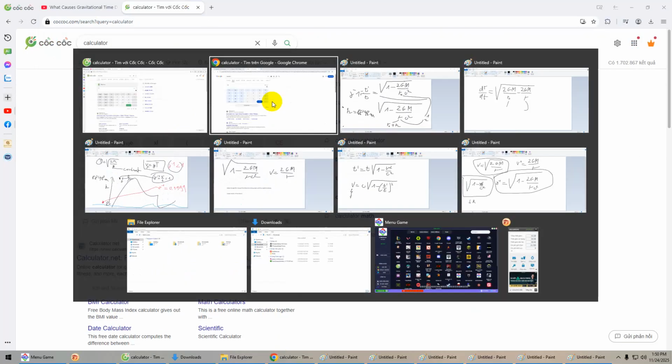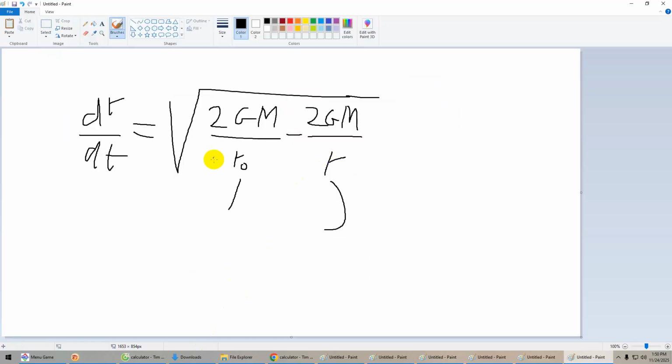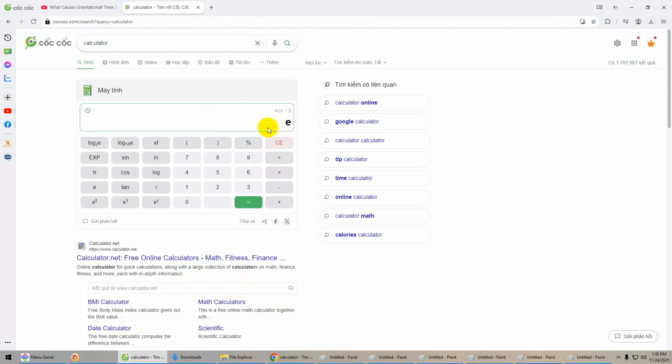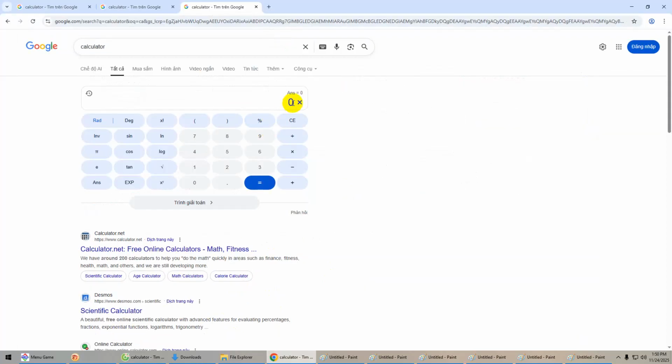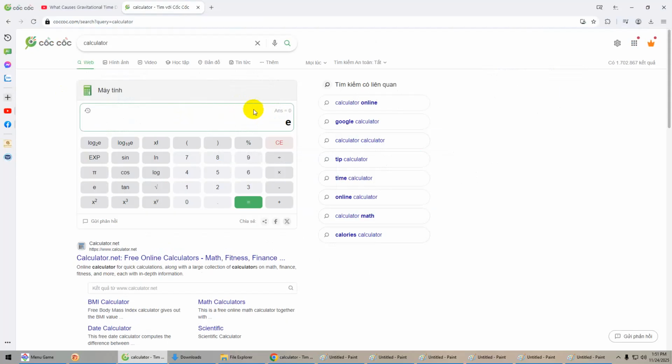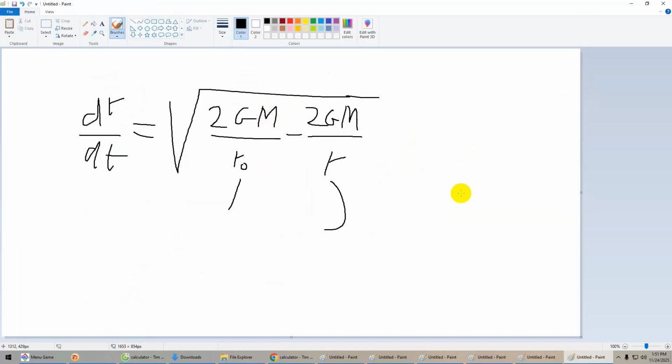Now let's test our formula. So we have the square root of 2GM over r0 minus 2GM over r. Let's compute 2GM over r0 first, and 2GM over r. Then we take the square root of this minus this. Oh, it matches the number from earlier. So yes, this is the formula for the final velocity of an object.